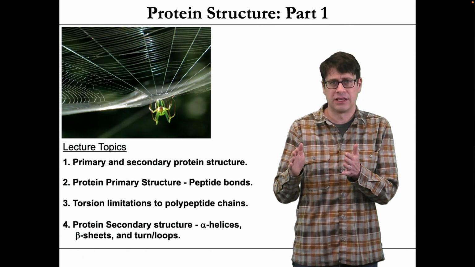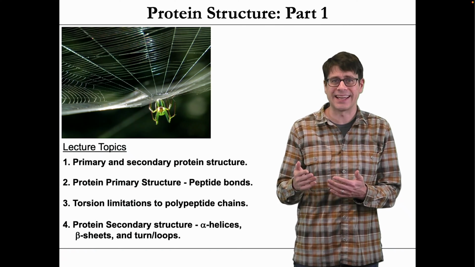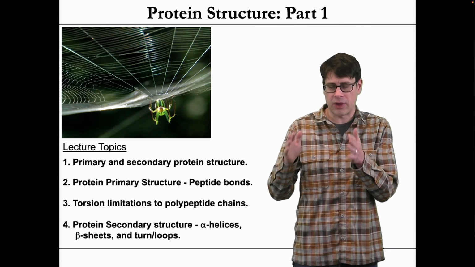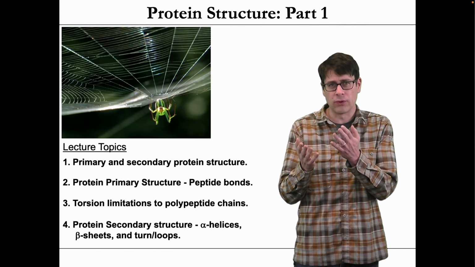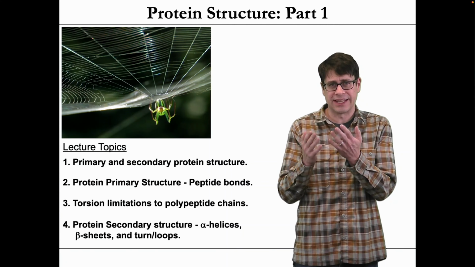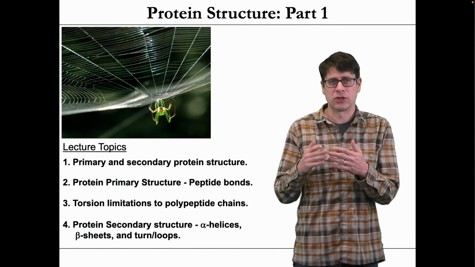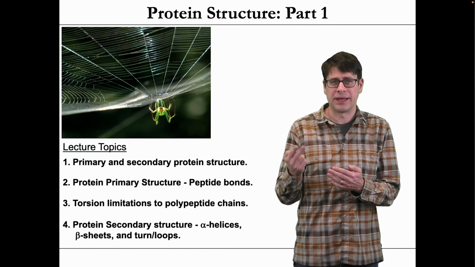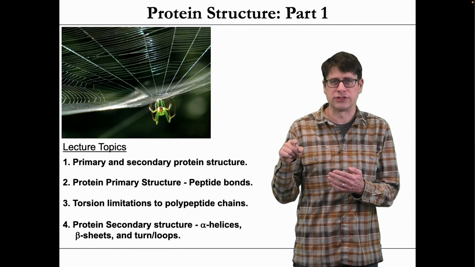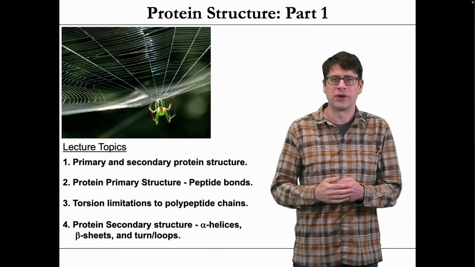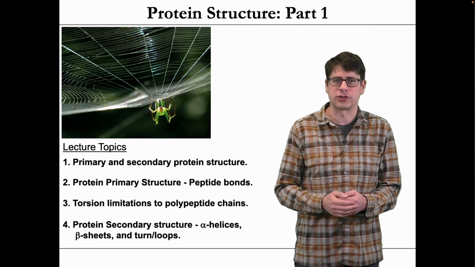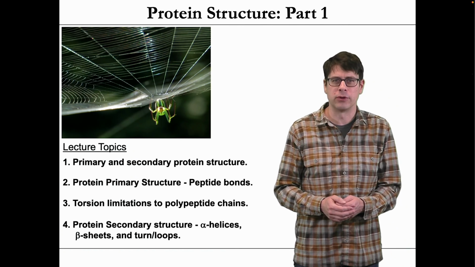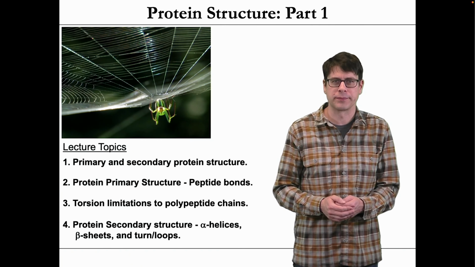three-dimensional space. We'll then move on to a discussion on secondary structure, which is how that polypeptide chain will fold into regular conformations in a local space. So we'll talk about alpha helices, beta sheets, as well as turns and loops. I hope you all enjoy the lecture. So let's launch right in. Lecture number 4, protein structure, part 1.